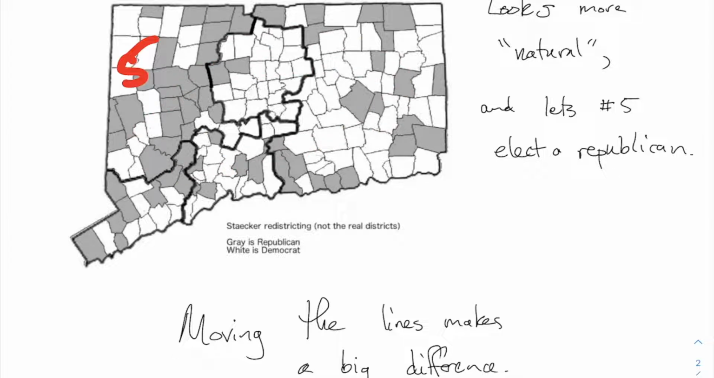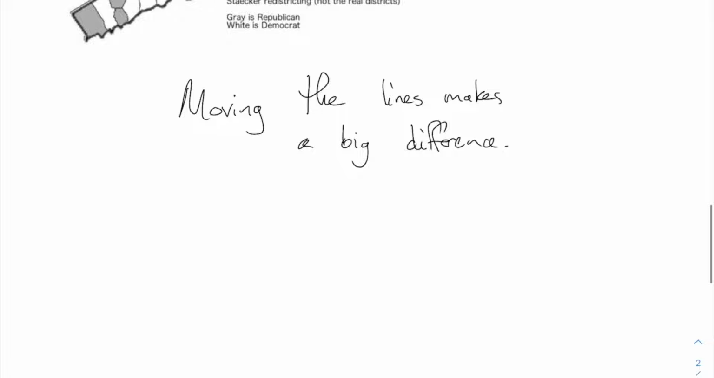The answer is basically the lines are drawn by whoever is in charge when it's time to draw the lines. And whoever's in charge is going to draw the lines in a way which benefits their own party. At least that's what usually will happen unless you try to stop them, right? Moving the lines makes a big difference.